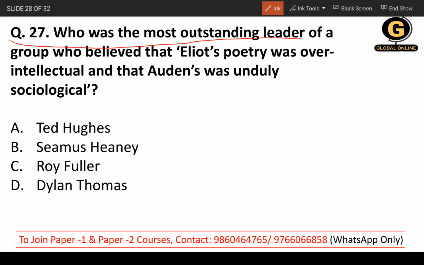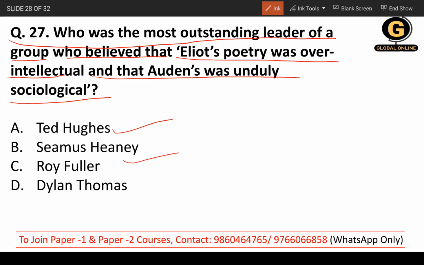Moving on to question number 27. Who was the most outstanding leader of a group who believed that Eliot's poetry was over-intellectual and that Auden's was unduly sociological? So you need to answer that. Ted Hughes, Seamus Heaney, Roy Fuller, or Dylan Thomas? So it's Dylan Thomas. The correct answer is Dylan Thomas.